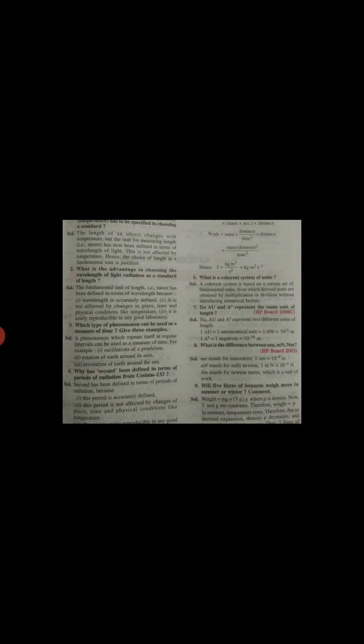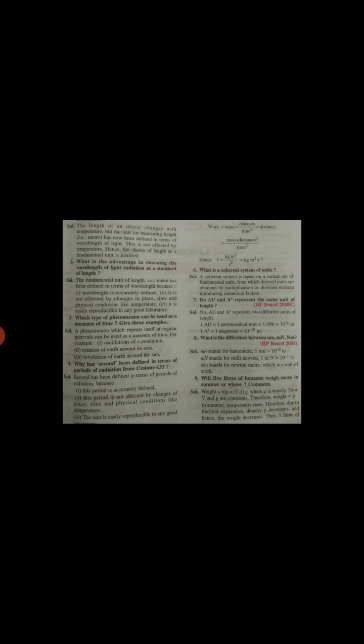Next question. What is the difference between nm and mN? Small nm stands for nanometer. 1 nanometer is 10 to the power minus 9 meter. Small m capital N stands for millinewton. We all know capital N is used to denote Newton. 1 millinewton is equal to 10 to the power minus 3 Newton. Capital N small m, Nm, stands for Newton meter, which is a unit of work. Got it, dear students?